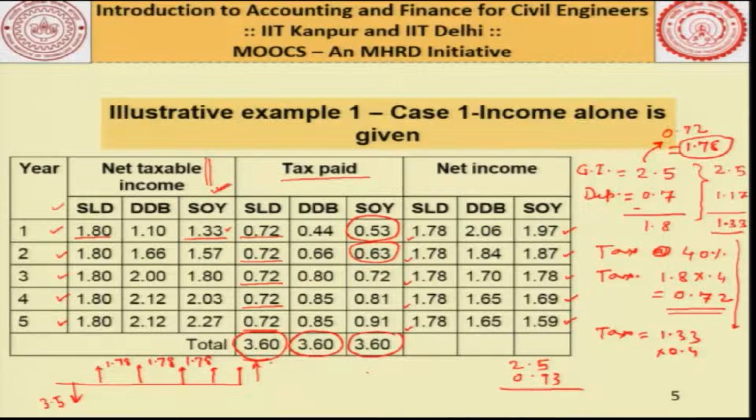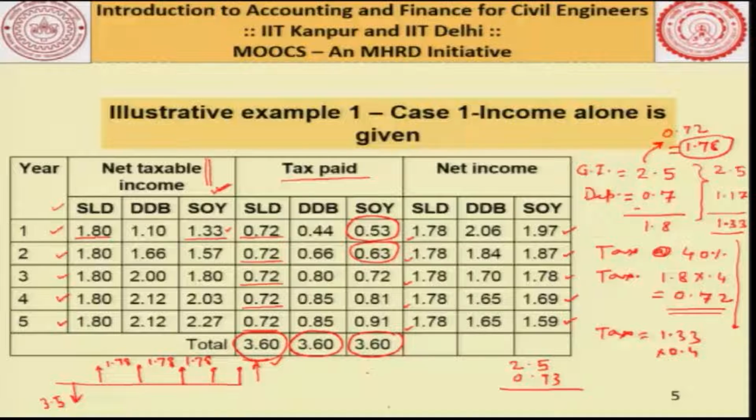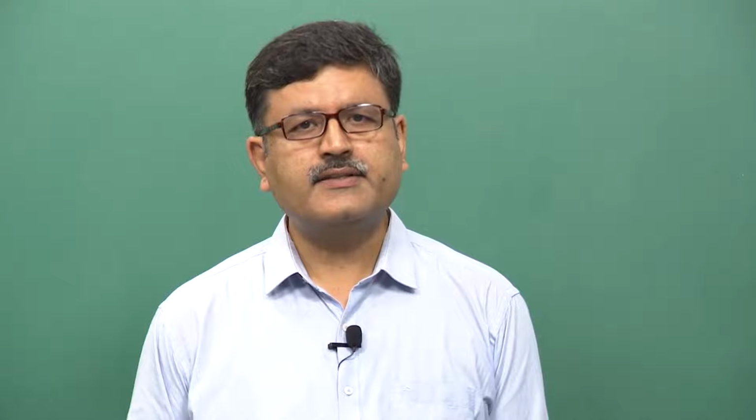So, you can see here 3.6 in straight line, in double declining also, and in sum of years also. So, what is the difference? What is the point of contention then? Why is there a dispute between taxpayer and tax collector? It is because of the timing.